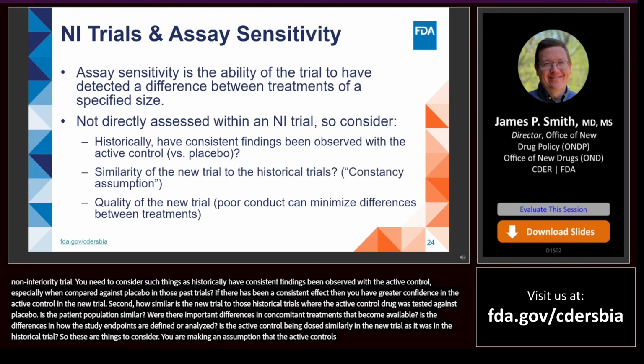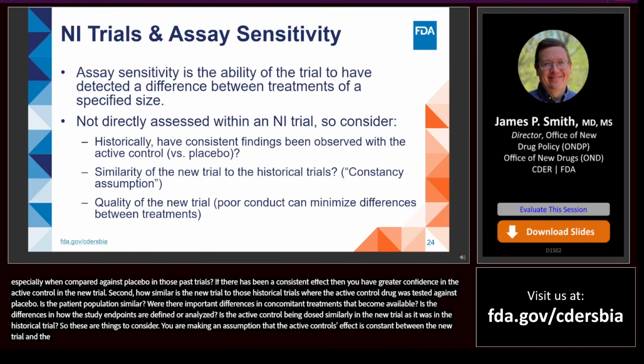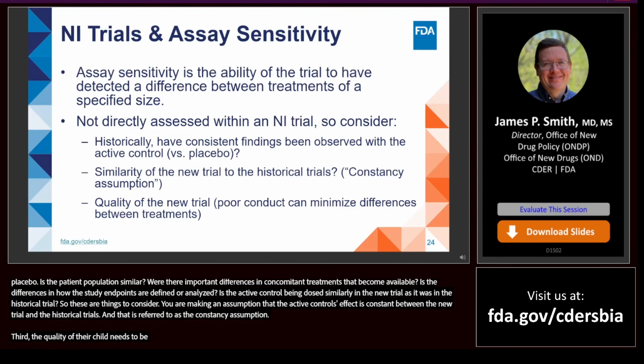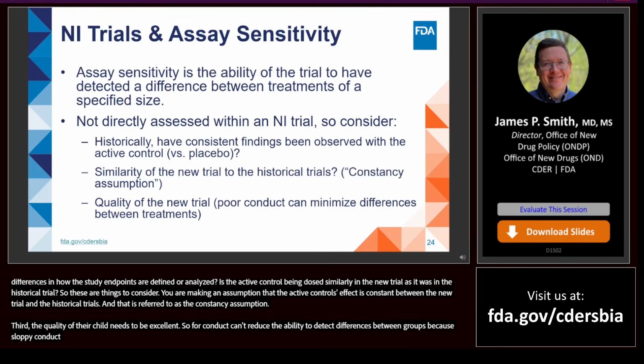Now, third, the quality of the new trial needs to be excellent. Poor conduct can reduce the ability to detect differences between groups because sloppy conduct generally introduces variability. This can be problematic in a non-inferiority trial because the trial could be considered a success if the new drug and active control appear to behave similarly. And you won't know for sure whether that means that both drugs are effective or both drugs are ineffective if the trial was not conducted well.